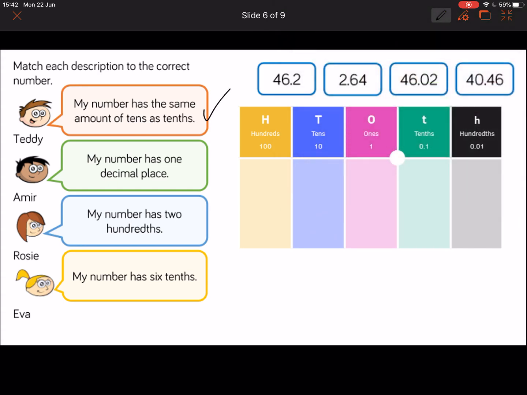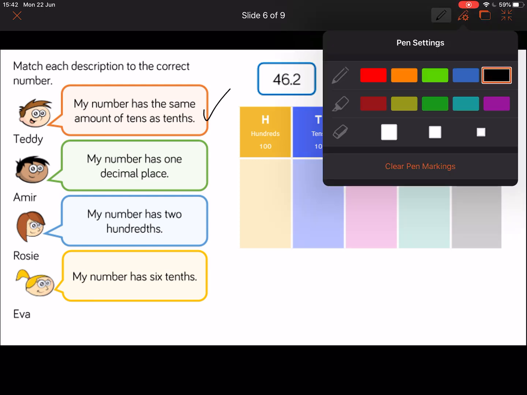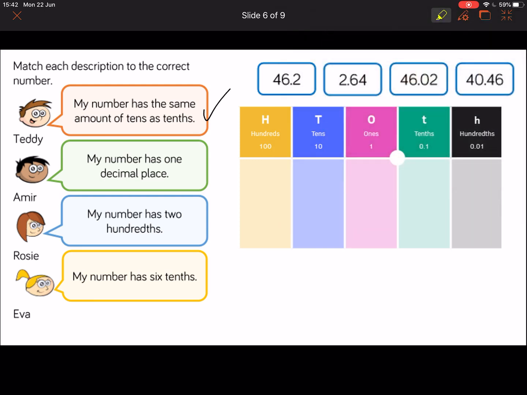So let's look at what Teddy says first. He says, my number has the same amount of tens as tenths. So the tenths position is going to be the digit after the decimal point. So we've got, that's the tenths. This is the tenths. This is the tenths. This is the tenths. And then we've got the tens. Tens is the place value that is 2 places before the decimal point.